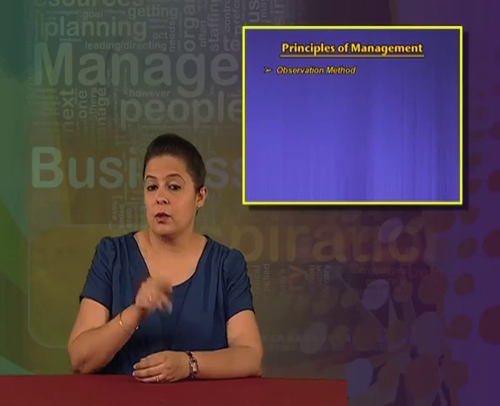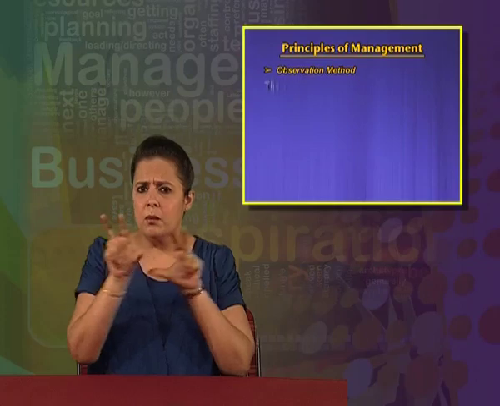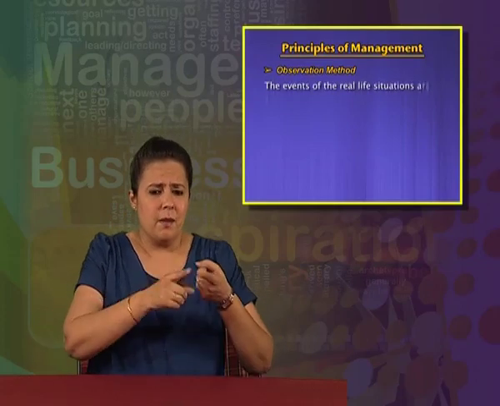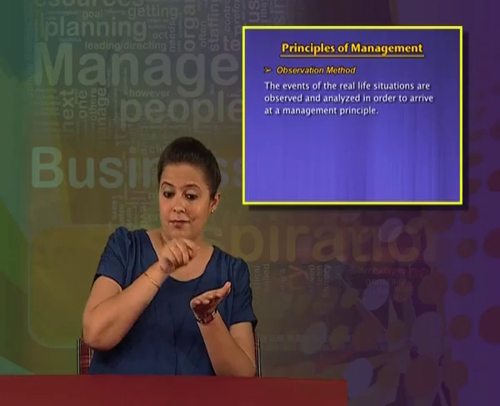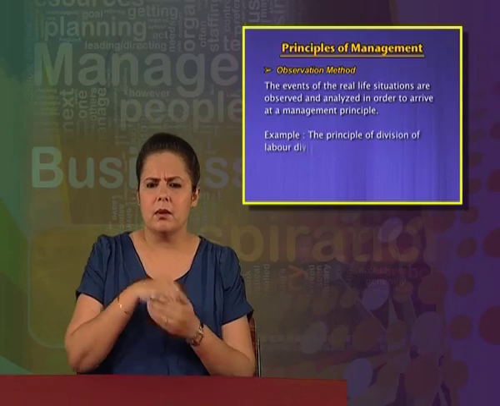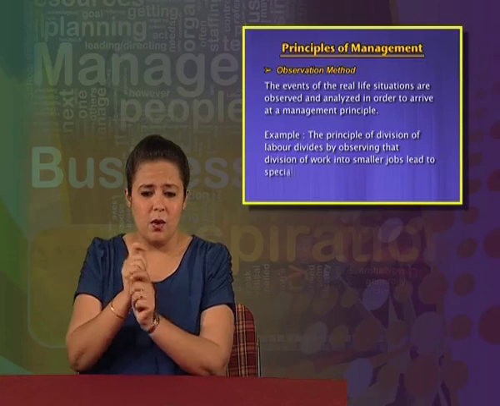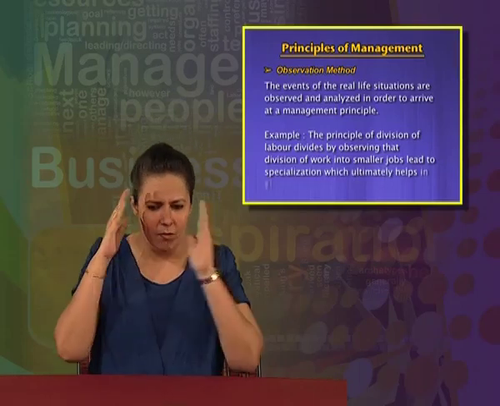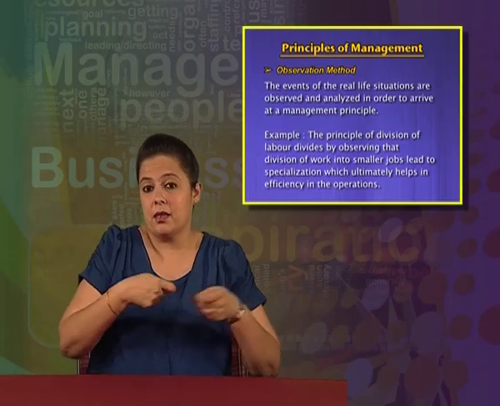Our second method is observation method. In observation method, the events of the real life situations are observed and analyzed in order to arrive at a management principle. For example, the principle of division of labor is derived by observing that division of work into smaller jobs leads to specialization, which ultimately helps in the efficiency in the operations. So these are the two ways through which the management principles are derived.